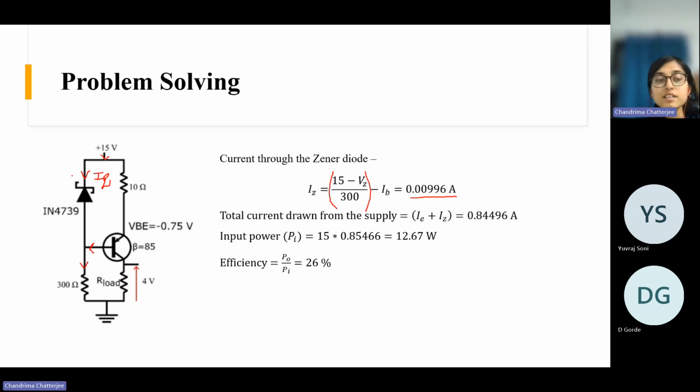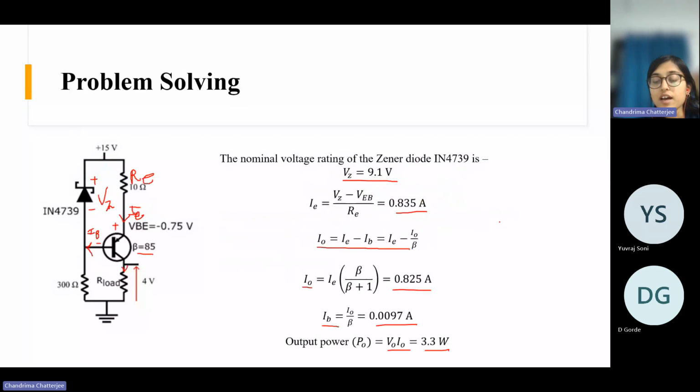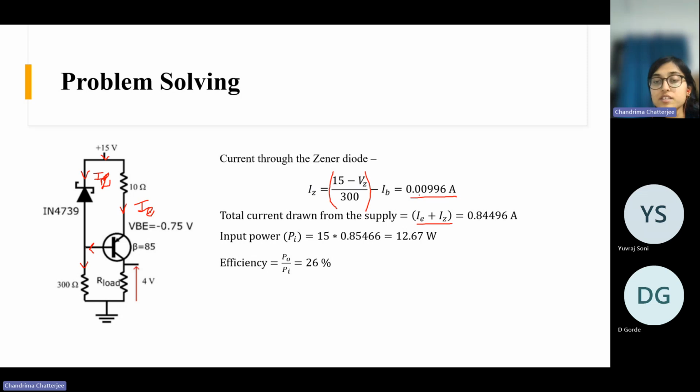And what is our supply current or input current? Input current is basically the sum of the Zener current and the emitter current. The supply input current is getting divided in two parts. Some portion is flowing as the emitter current and some portion is flowing through the Zener. So I have written IE plus IZ. We already calculated IE, and IZ is this current. The summation is this. Now we also have the input power, so the efficiency is output power by input power, which is 26%.